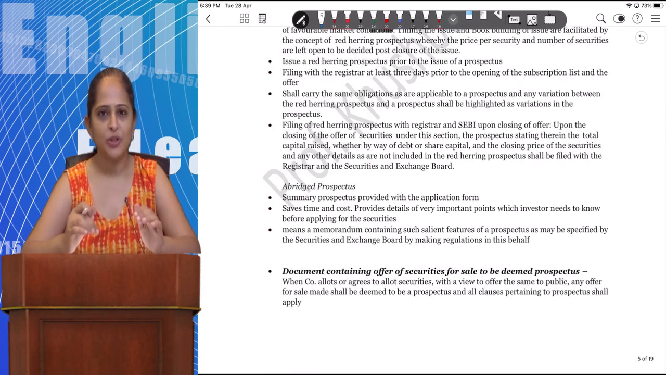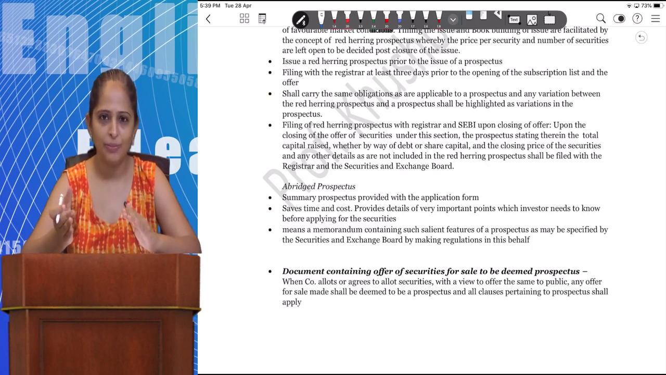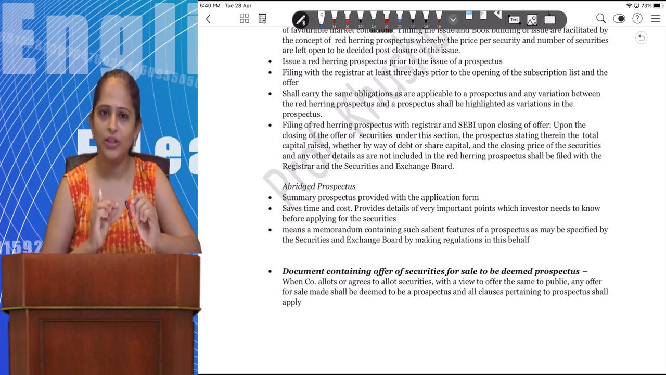Coming to the abridged prospectus. A normal prospectus, a shelf prospectus or a red herring prospectus is a very lengthy document. It's a 300 to 400 page document. You can't give this lengthy document to every person who is making an application to the company. So to save time and cost, you make a summary of the prospectus wherein you give only the important details which are required for the investor to know before making an investment.